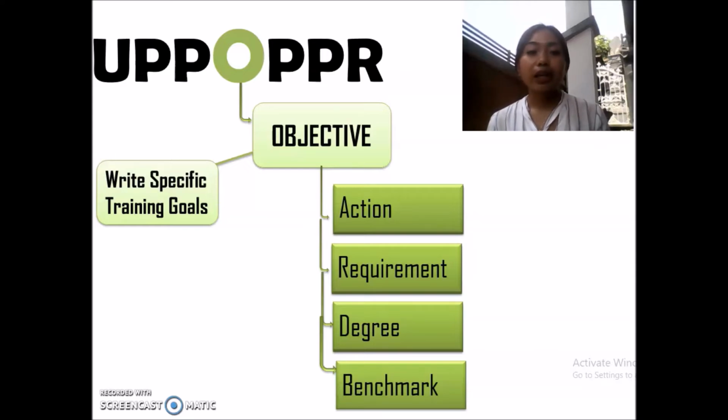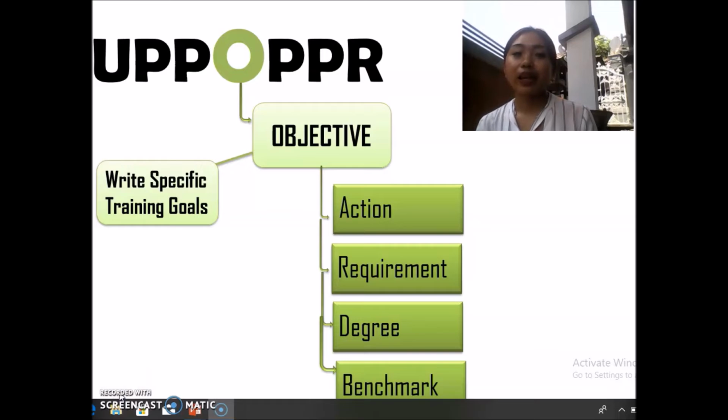Okay, in writing the objective, there are four things that should be paid attention to. The four things that should be contained in the objective are actions, requirement, degrees, and benchmark. Okay, the objective should include actions. Before that, do you know what actions are?